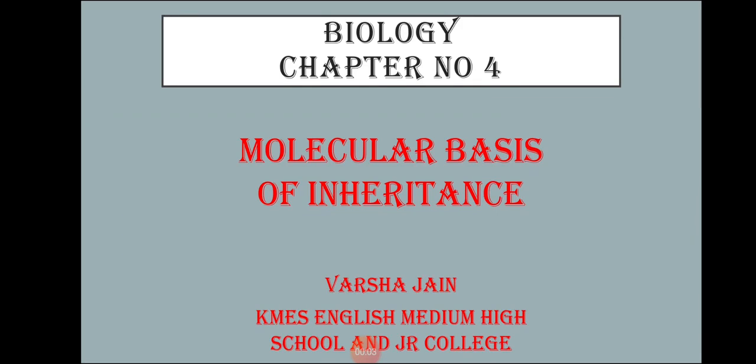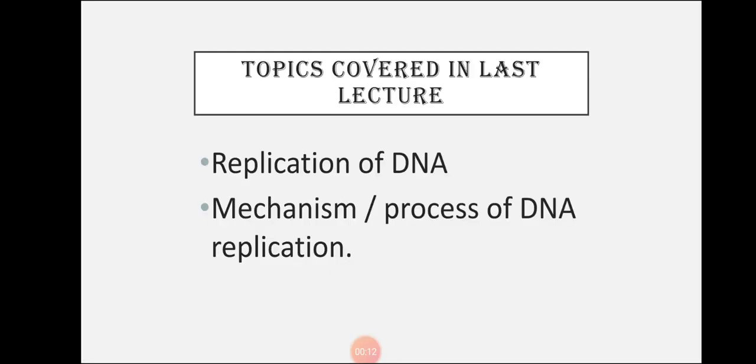Hello students, today again we are going to continue with the same biology chapter number 4, molecular basis of inheritance. In the last lecture we covered the topic replication of DNA and its mechanism, or we can say the process of DNA replication. We studied at the end that the replication of DNA is semi-conservative. So today we are going to prove it with the help of an experiment. That means today we are going to study the experimental confirmation of semi-conservative replication.